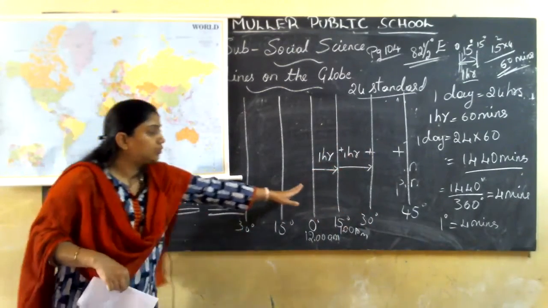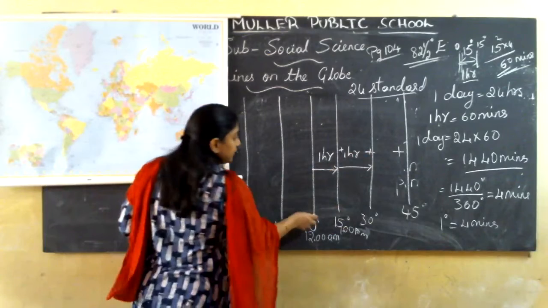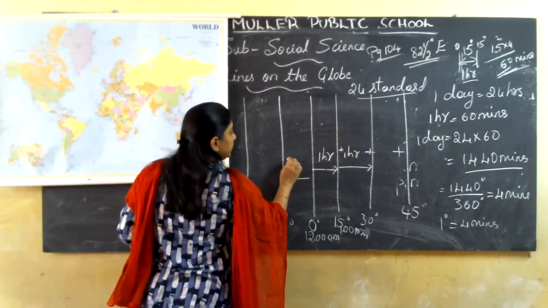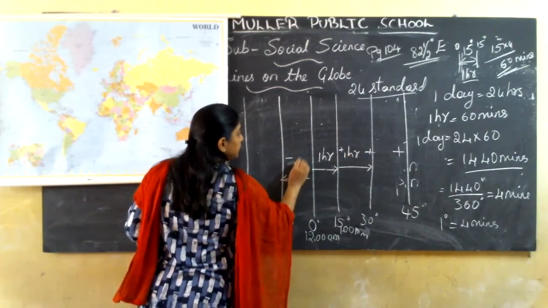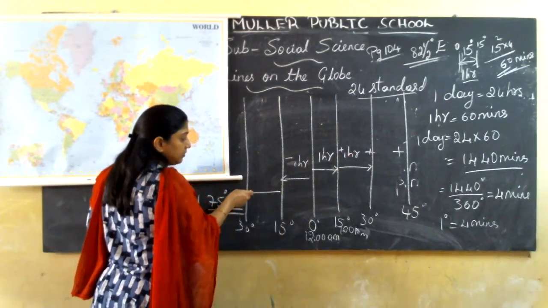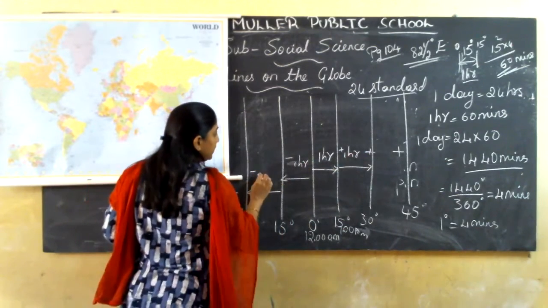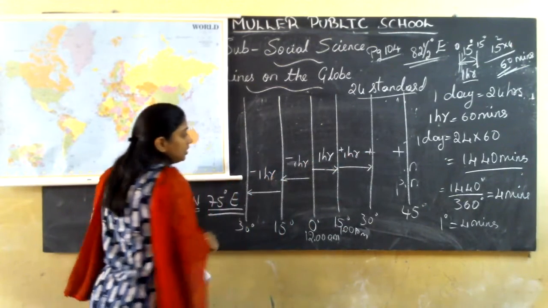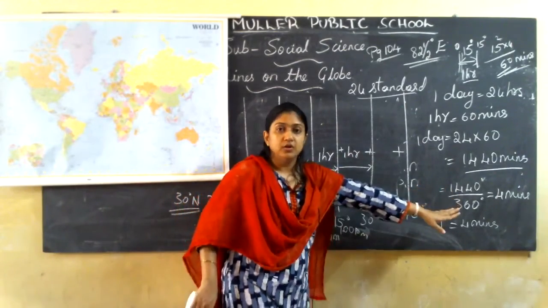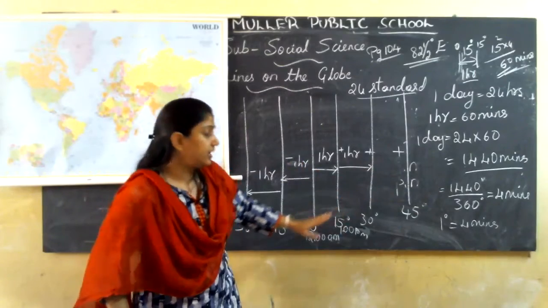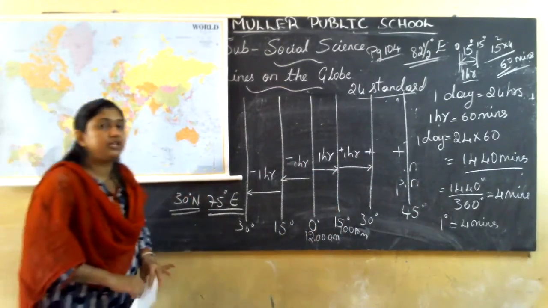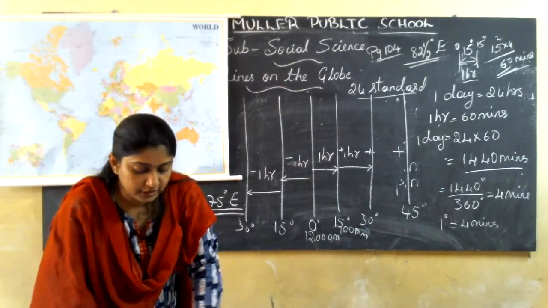But when you come towards the west side, from 0 meridian, if you move towards the west, 15-degree west, it keeps on decreasing, minus 1 hour. Again, when you move from this 15-degree meridian to the 30-degree meridian towards west, again 1 hour will get decreased. So like this, 0 to 180-degree east, it is a day ahead, and 0 to 180-degree west, it is a day behind.